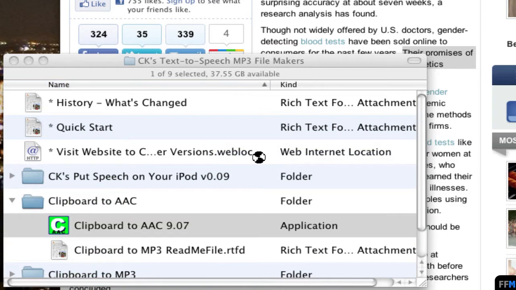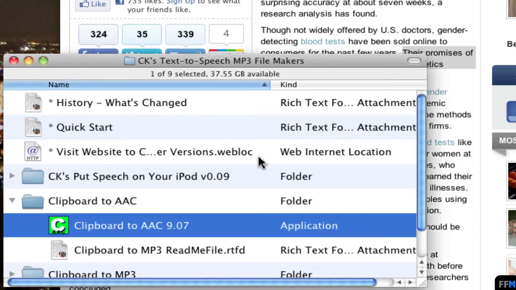saving their promises of converting. Done.